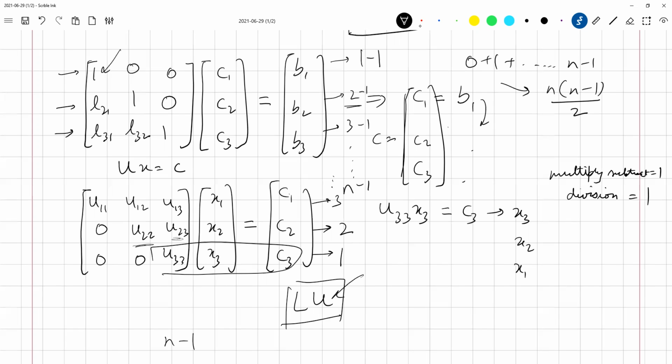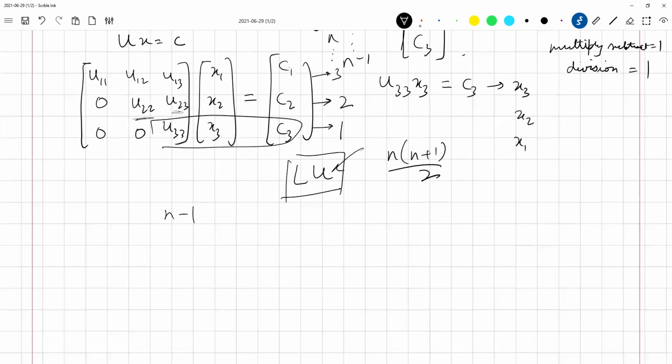Similarly, you'll have three operations. You keep on going, you'll have n operations. So going from bottom to top, you have n into n plus 1 by 2. Overall, n squared plus n by 2 plus n squared minus n by 2 gives n squared. You require n squared operations to do this. And why am I not counting the decomposition into LU? Can anybody tell me why?